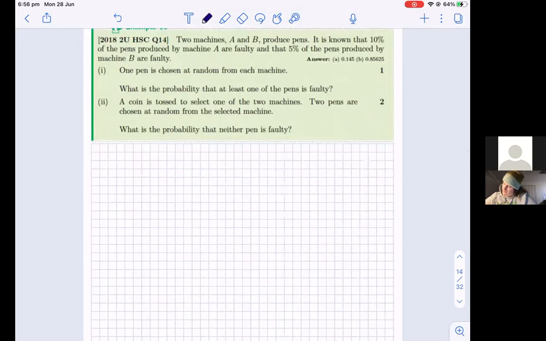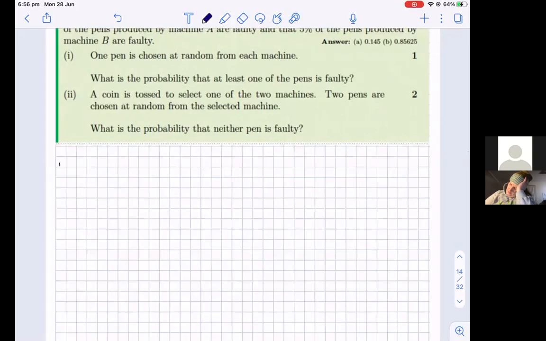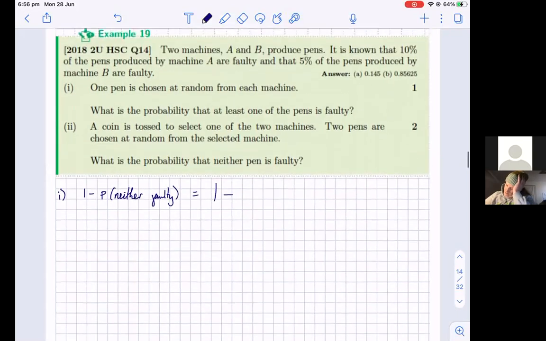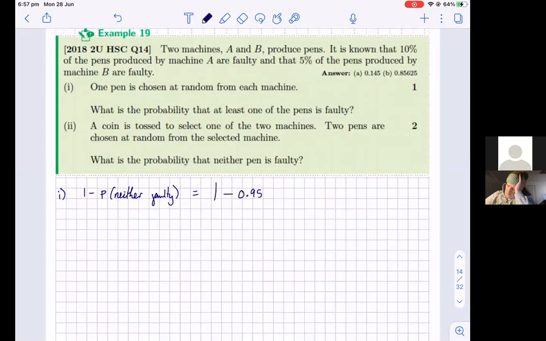2 machines produce pens. It's known that 10% of pens produced by machine A are faulty. 5% of the pens produced by machine B are faulty. 1 pen is chosen at random from each machine. What's the probability that at least 1 is faulty? Well, that's 1 minus the probability that neither are faulty. Which means we've got 1 minus. Now the probability that the first one is not faulty is 90% and the probability that the second one is not faulty is 95%.